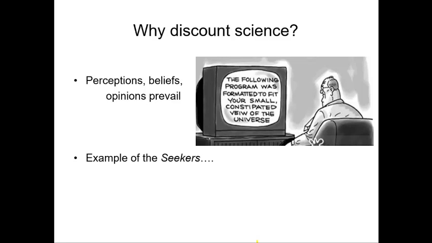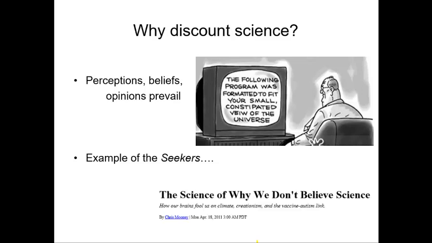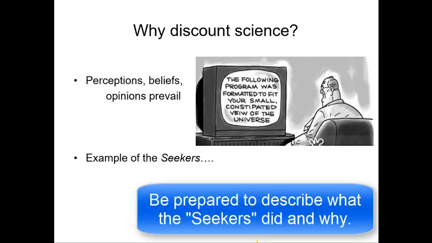Now, there's an article that if you haven't been assigned already, I will assign it to you in conjunction with this particular lecture. The name of the article is The Science of Why We Don't Believe Science. One of the examples this article talks about was the cult called the Seekers. This is back in the 50s, and there have been other mini cults before and since that have shown examples of how we can get caught up in this rationalization process.